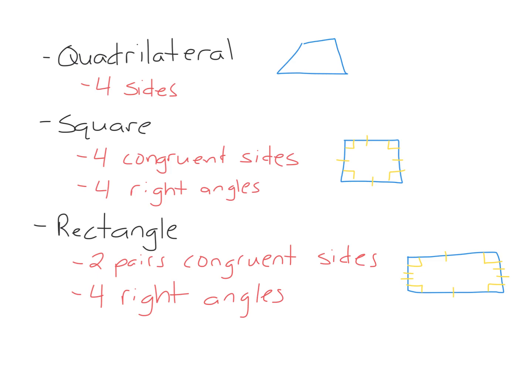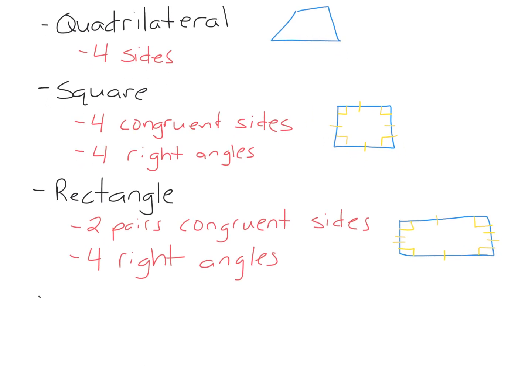We have 3 out of the 6. We need 3 more. What'd you say, Jordan? Rhombus. Rhombus is 1. What is the only thing we know about a rhombus? 4 congruent sides. Has 4 congruent sides.